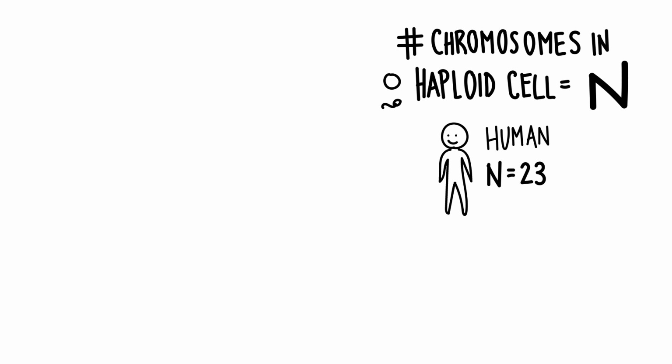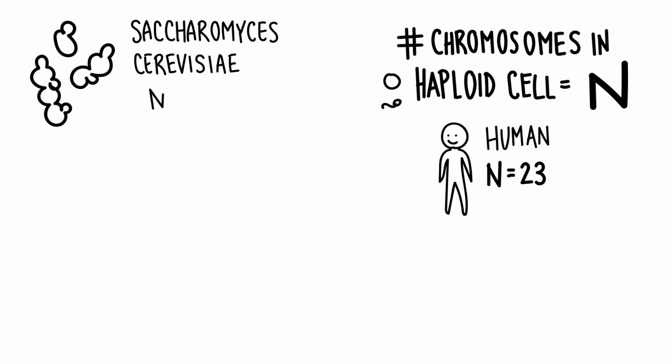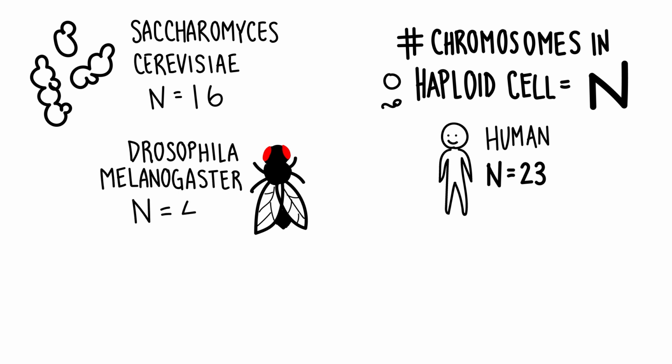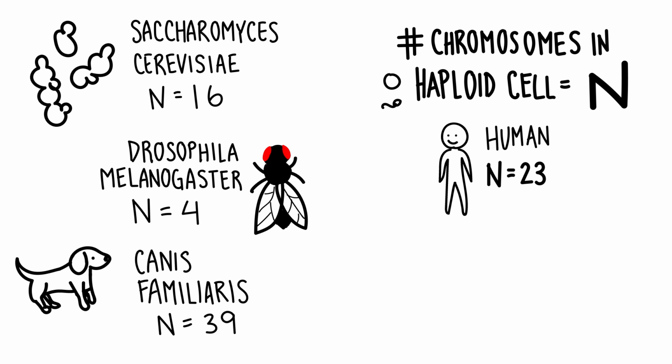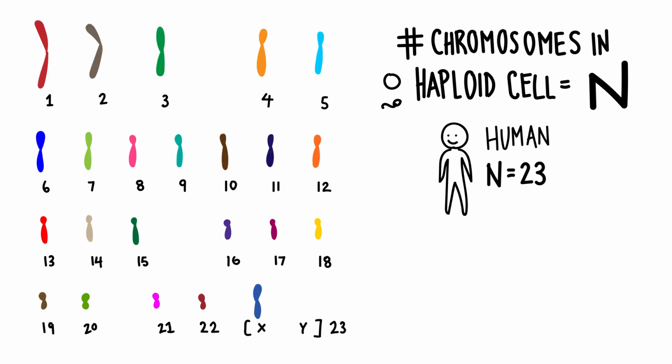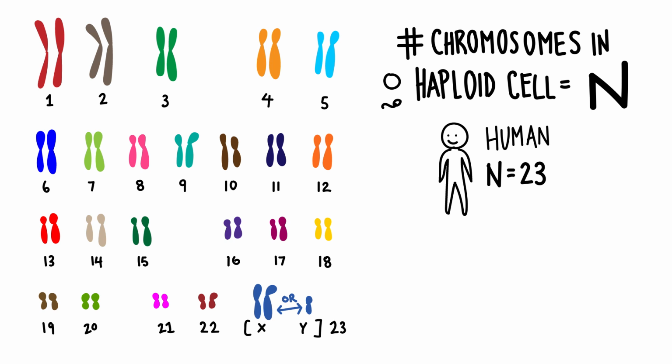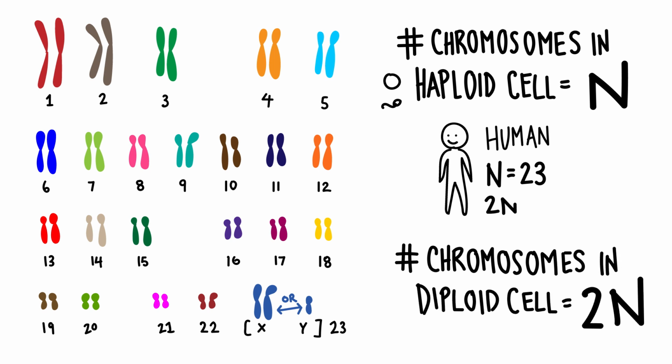N changes between species and does not indicate how complex the organism is. For example, the cells of budding yeast, Saccharomyces cerevisiae, have n equals 16. The cells of fruit flies, Drosophila melanogaster, have n equals 4, while the cells of domestic dogs, Canis familiaris, have n equals 39. Even though humans have 23 unique chromosomes in each haploid cell, our somatic, non-sex cells are diploid. So, in most of our cells, we have two slightly different sets of these unique chromosomes. Therefore, we describe diploid cells as 2n, or as having 46 chromosomes in total.